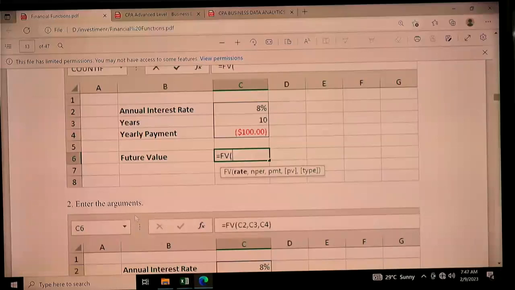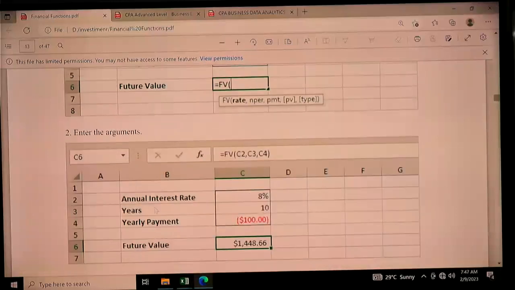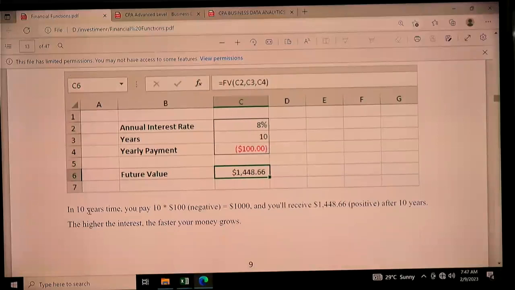The argument is like this: in 10 years' time, you paid 10 multiplied by $100, that will give you $1,000. That is what you're supposed to have invested. But since you have the interest, the positive value, you will receive this amount, positive. That is the amount you receive after that investment after 10 years.